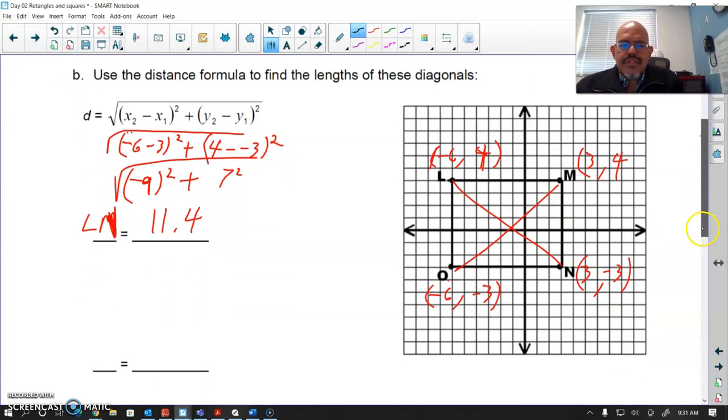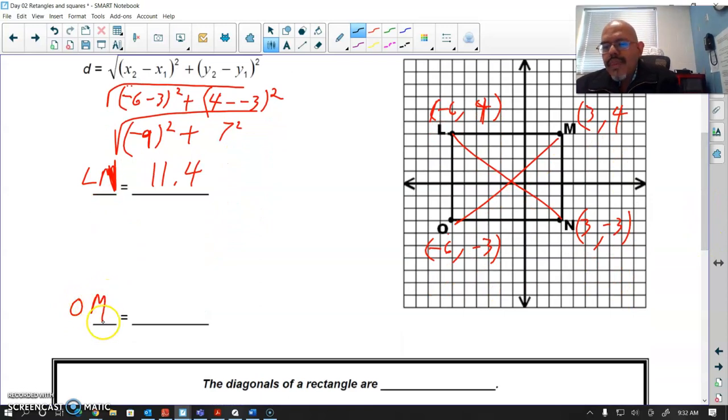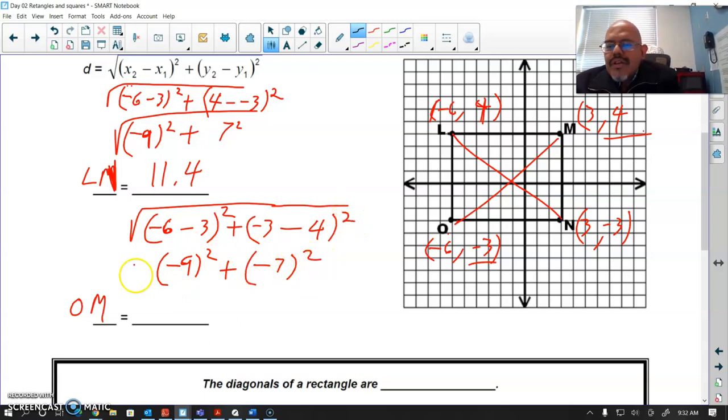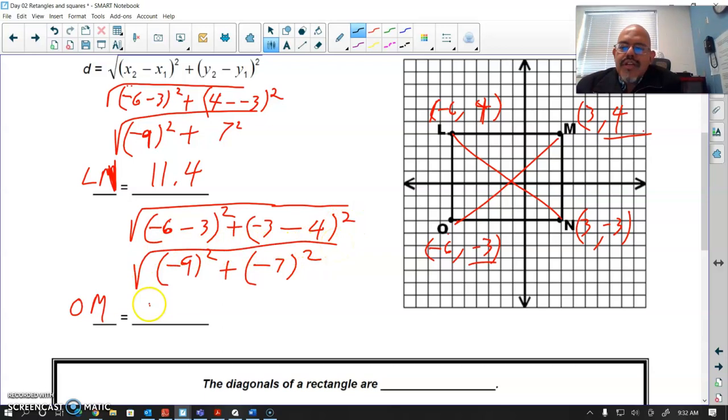So we can check the next one. This is going to be OM. I'm going to do that real quick. So we have the square root, and we're going to start with that, -6 minus 3 again, and that's going to be squared, plus -3 minus 4. It's starting to look a little bit familiar right here, right? So that's going to be -9 squared plus -7 squared. And if you do the math, you get 11.4.